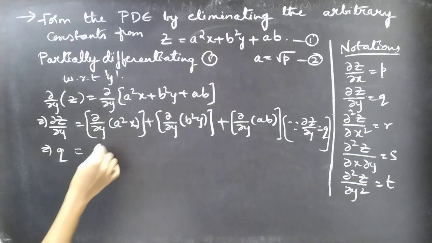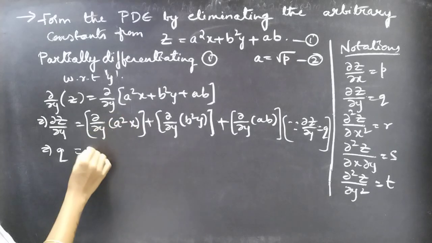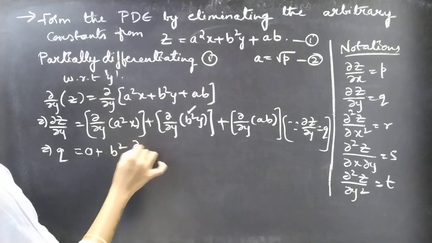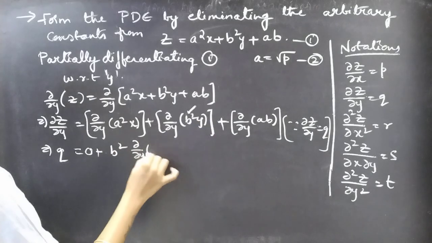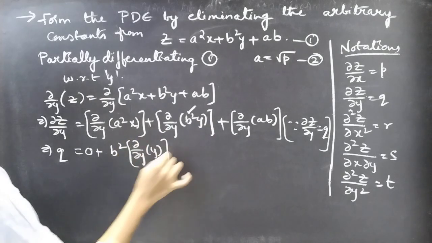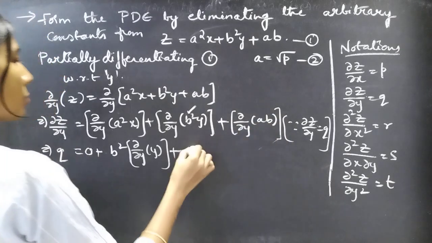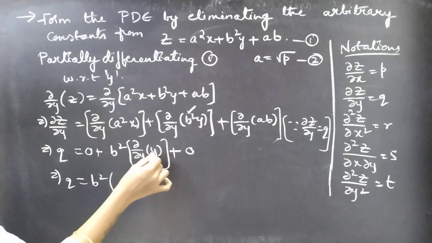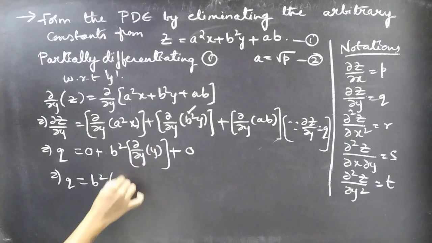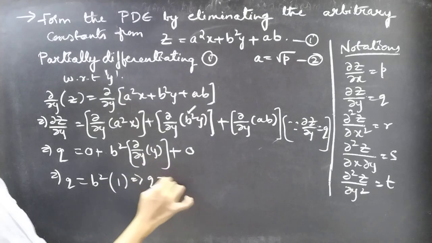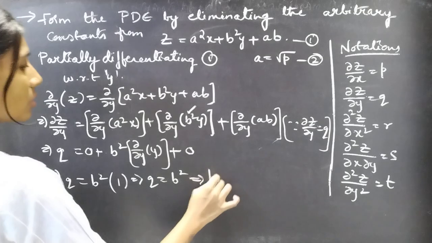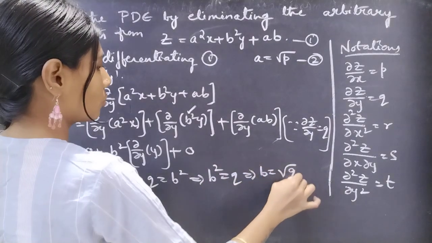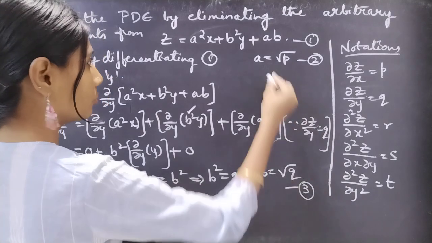You'll get q equal to partial derivative of a constant with respect to y is 0 plus constant b square into partial derivative of y plus partial derivative of a constant with respect to y is 0, which gives us q equal to b square into partial derivative of y with respect to y is 1, which gives us q equal to b square, or we can write it as b square equal to q, which gives us b equal to square root of q. Consider it as equation number 3.